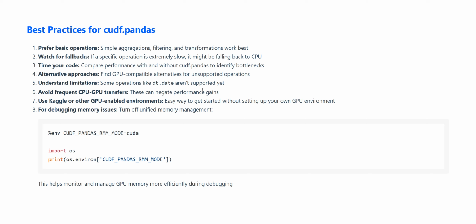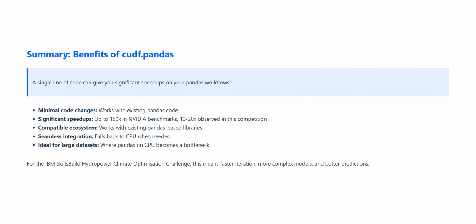Fifth, if you're debugging memory issues, you can turn off unified memory management with this environment variable. This helps you monitor and manage GPU memory more efficiently during debugging. When I put all this together for the competition, the end-to-end timing for my full pipeline went from 262 seconds with regular pandas to just 149 seconds with optimized cuDF pandas, almost cutting the processing time in half.